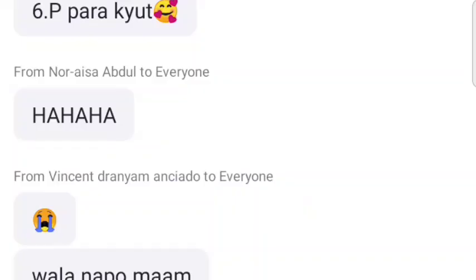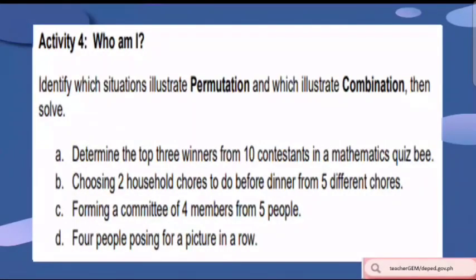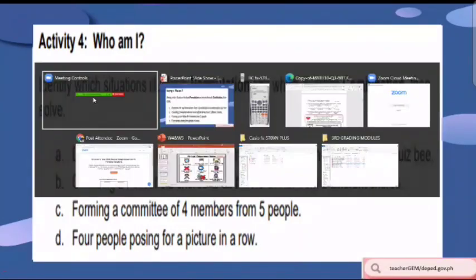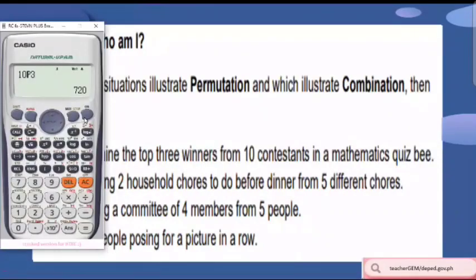Letter B, combination po ba? Choosing 2 different chores to do before dinner from 5 different chores. Ayan, si number 2 natin, very good. Combination po yan. So, using our calculator, we have 5, then shift, then divide sign, kasi combination ang second function ng calculator natin, is equals to 10.